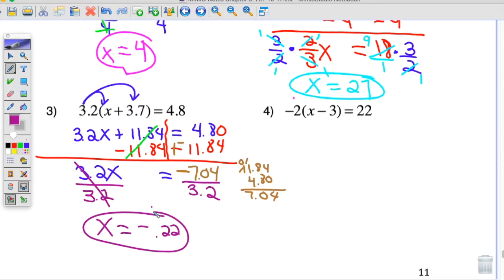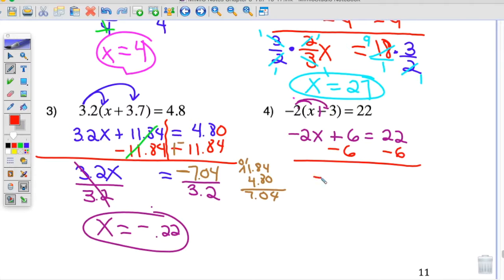Number 4, there is a subtraction, so you want to change it to add in the opposite first. Then you can distribute. So it's negative 2 times x, which is negative 2x, plus negative 2 times a negative 3, which is 6, and then it's equal to 22. We have to undo the addition first, so we're going to subtract 6 from both sides, so we're left with negative 2x is equal to 16. Down to your one-step equation, we have to get the x by itself, so we're going to divide both sides by negative 2. So x is equal to negative 8.